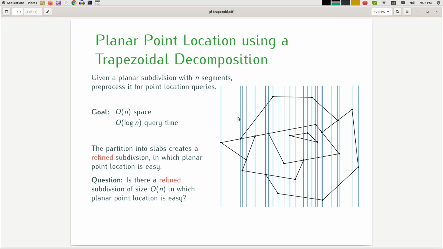In this video, we look at the point location problem, and we try to give an alternative solution using a different paradigm of algorithm design. And the paradigm we're going to look at is randomized incremental. Okay, so what's the problem again?